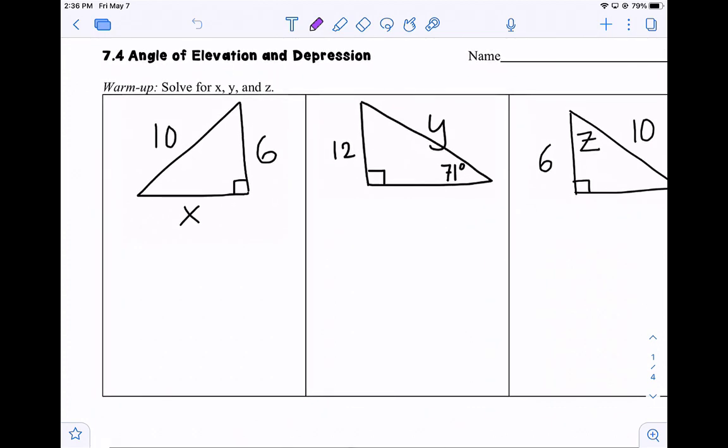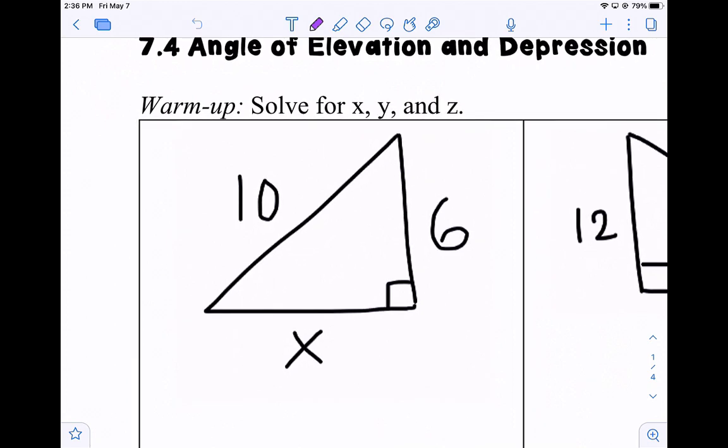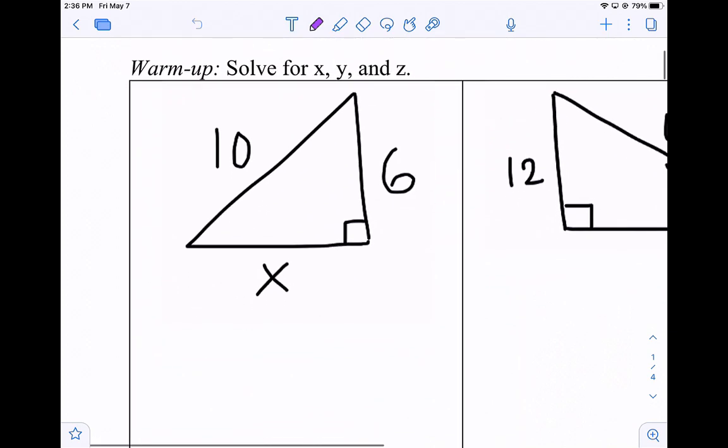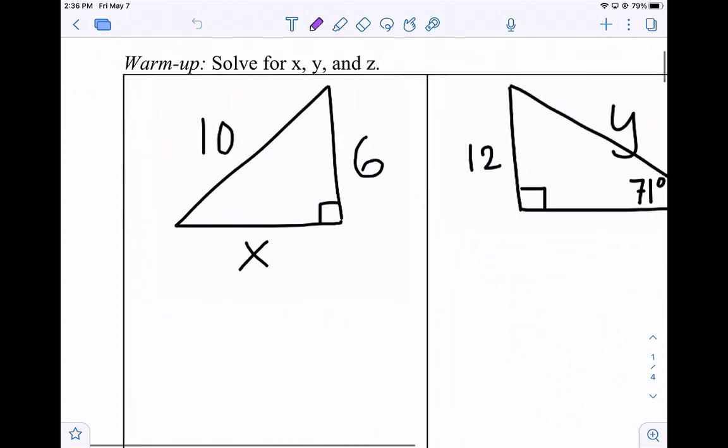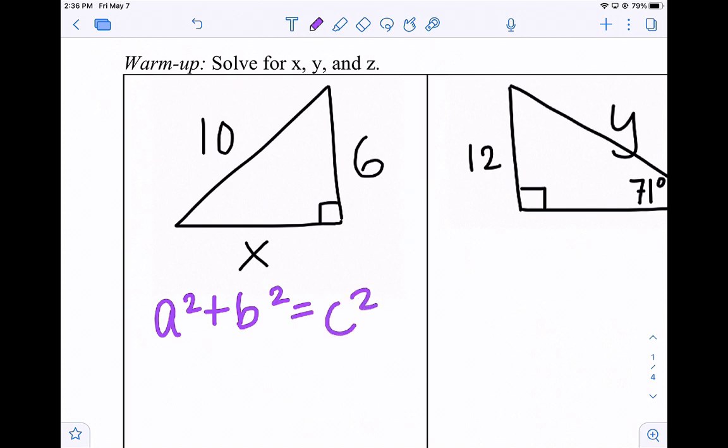In our first problem, we have a right triangle, and we know two sides of it. Since we know two sides, one way to solve is the Pythagorean theorem. Don't forget, if you know two sides, you can use the Pythagorean theorem to find the third side. It's a squared plus b squared equals c squared, and the legs are the two shorter sides connected to the 90.